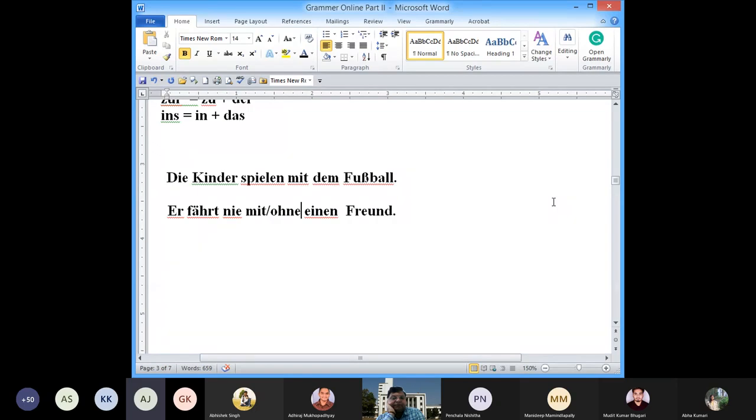I think ohne. Ohne? Why? Because einen is accusative. Yes, einen is accusative, so there must be a preposition from the accusative group, and mit is for dative, so it will not fit here. And meaning-wise also, one can see ohne means without. So the meaning is: er fährt means he travels, nie means never. Ohne einen Freund, without a friend. He never travels without a friend.